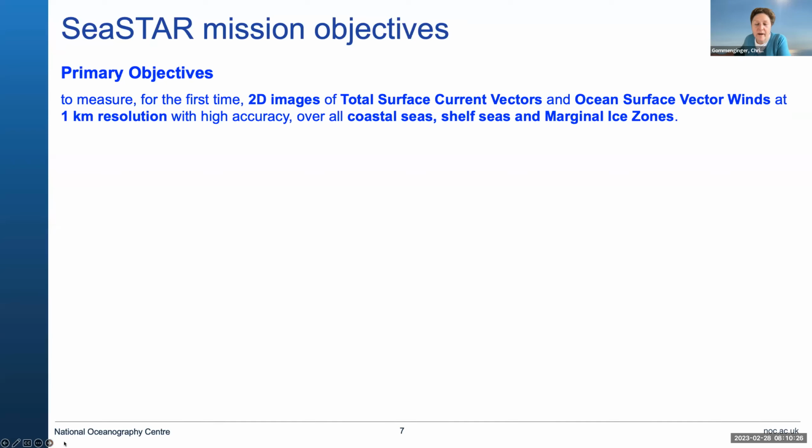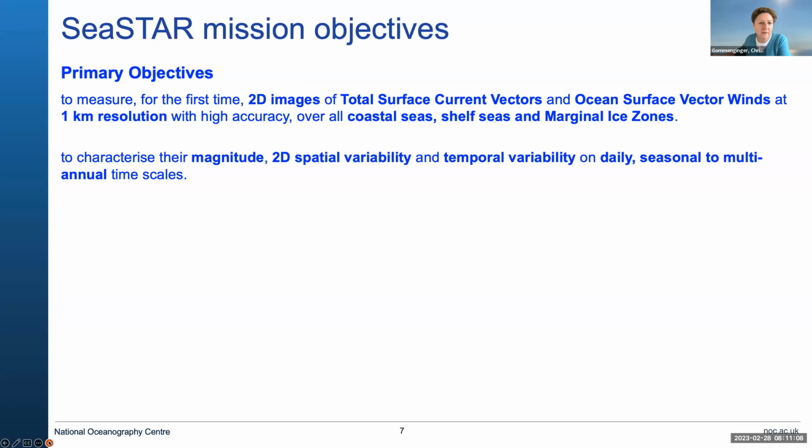So the things that are highlighted in bold are kind of highlighting the novelty, if you like. So the 2D imaging is something which is of particular interest. The fact that we are measuring total currents and we are measuring current vectors as well as ocean surface vector winds. The 1 kilometer resolution is something that comes out of the numerical models, which show that dynamics change quite significantly when you reach these types of scales. And then, as I already illustrated, the focus particularly on coastal, shelf sea, and marginal ice zones, which is where a lot of these activities are concentrated.